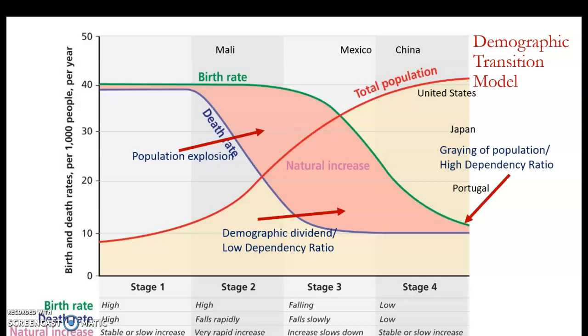And then in stage four, we have countries like China, the United States, Japan, and Portugal, all at different phases. Here, we have a leveling out towards the end of stage four in our birth and death rates. This is known as a post-industrial economy. Living standards are high, but so too does the cost of living increase.